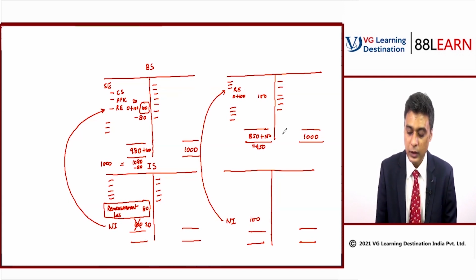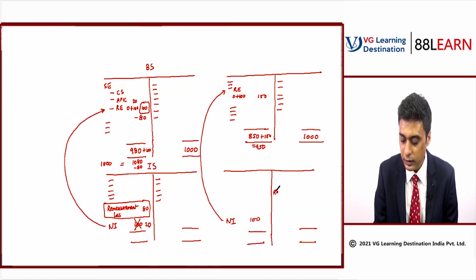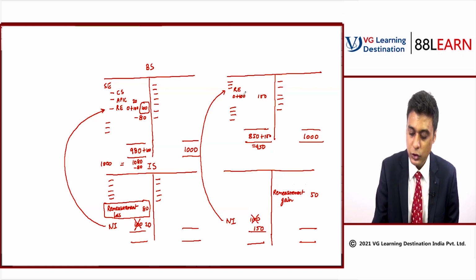So how do you add another 50? You add 50 to retained earnings. How do you add 50 to retained earnings? By adding 50 to net income. How do you add 50 to net income? You book a remeasurement gain of 50. Now your net income becomes 150. So you add, instead of 100, you add 150. This becomes 150. Therefore, 850 plus 150 becomes 1000.